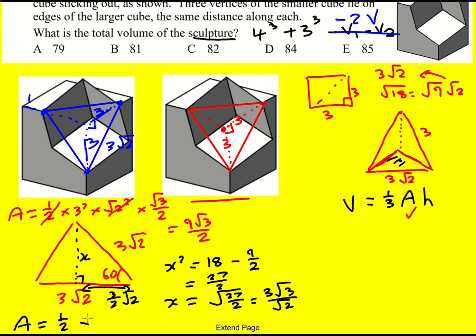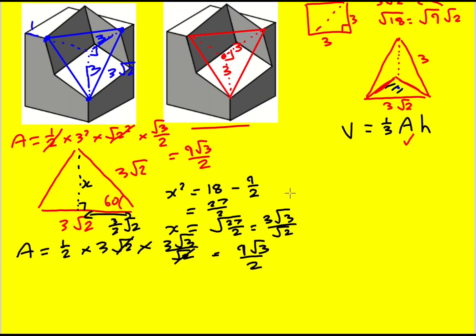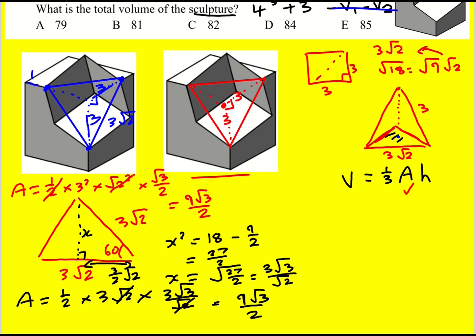It's going to be a half times the base, which is 3 root 2, times this height, 3 root 3 over root 2. These root 2's cancel. And again, we're going to be left with 9 root 3 over 2. Now for the heights. And I think this is the trickiest bit, unless I'm missing something. The solutions just say apply Pythagoras' theorem twice. I think there's a bit more to it, but if I have missed something, please let me know.